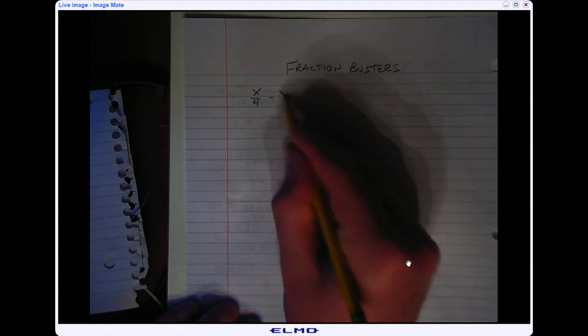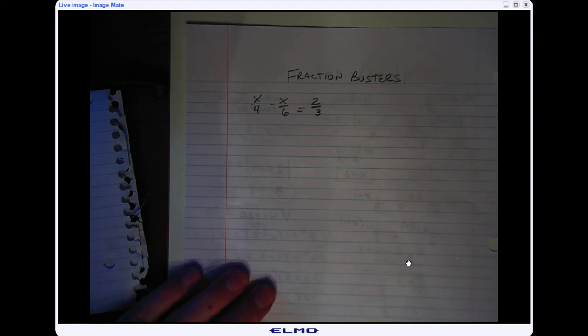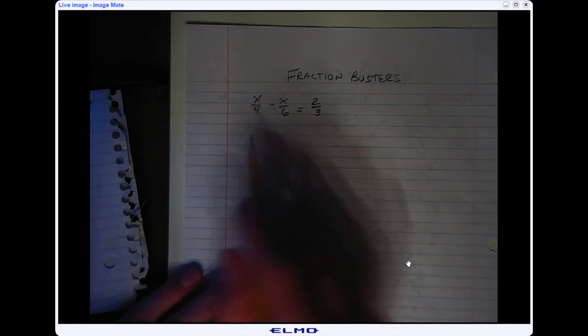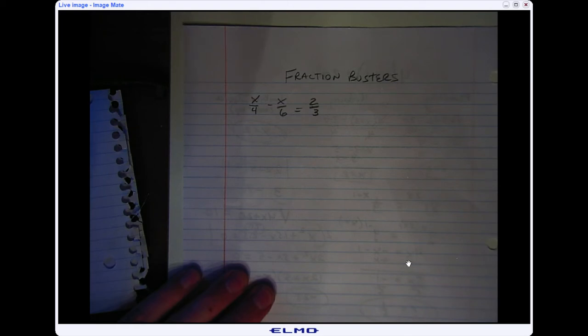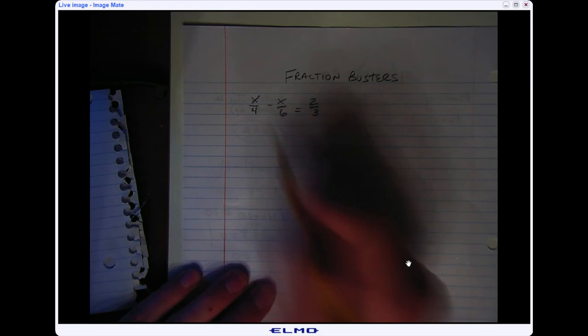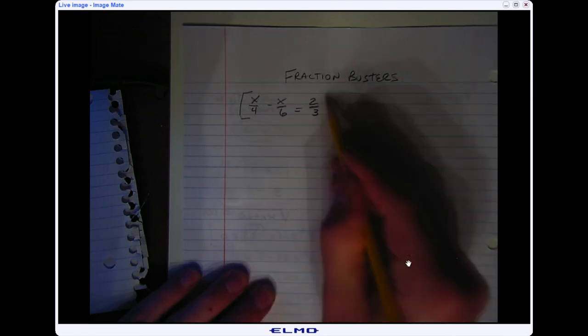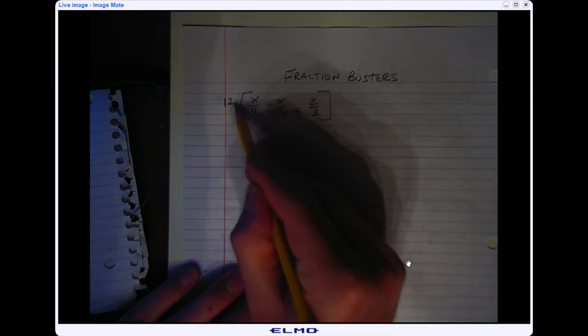So if I had x over 4 minus x over 6 equals 2/3. Now, a lot of people don't like to work with fractions, so what Fraction Buster does is you think of a common multiple that 4, 6, and 3 all can go into, and you choose that number so then you can eliminate all of the denominators. In this case, they're all multiples of 12. So I'm going to go ahead and multiply this whole equation by 12.